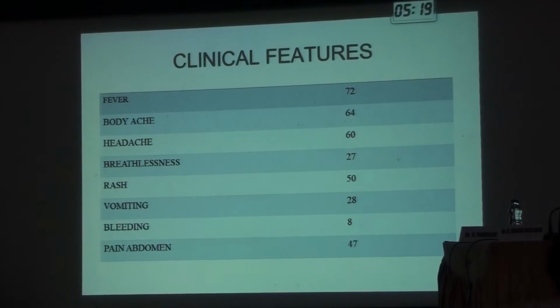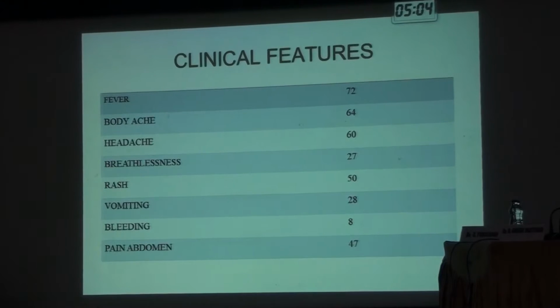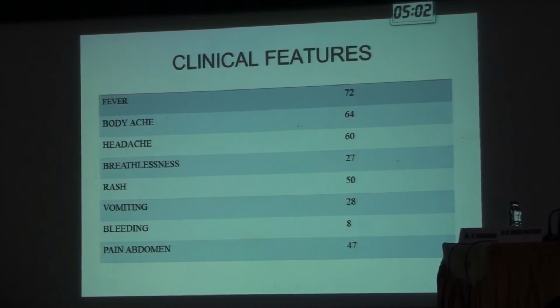So based on the clinical presentation, of course, since fever is one of the criteria to select the cases, all 72 cases had fever. Body ache was also common in around 64% of the patients. And surprisingly, pain abdomen, which is often neglected in a case of dengue, was found in 47 cases out of 72.